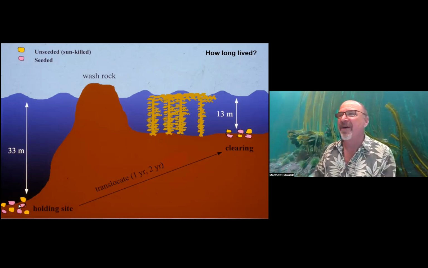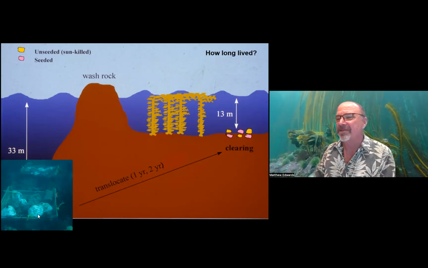So you can see kind of unseeded and seeded gametophytes. Here's what they look like in these baskets. You can see the seeded, and the bleached and the unbleached substrates. These supposedly had the seed bank on them. The white ones that were sun bleached didn't.